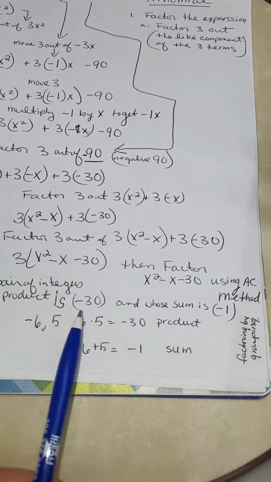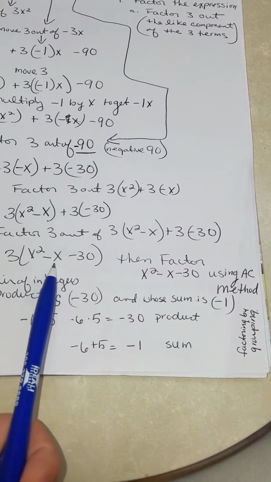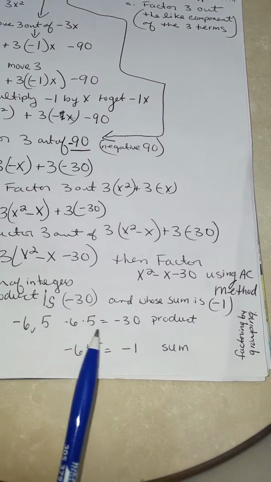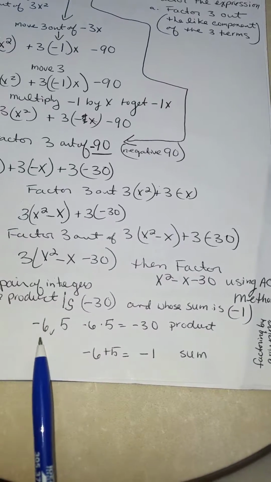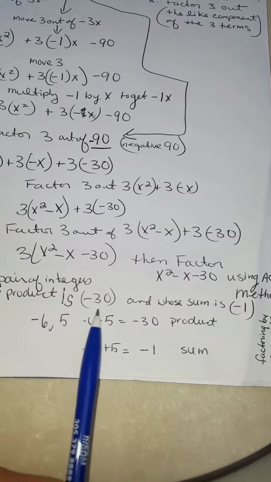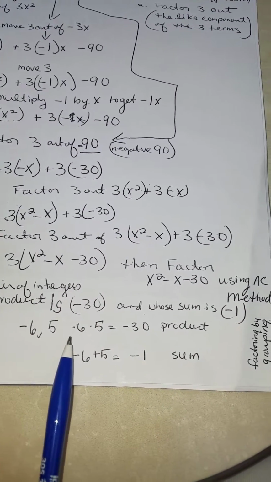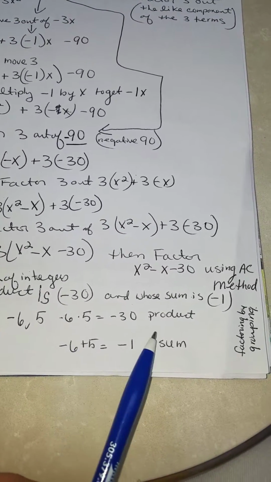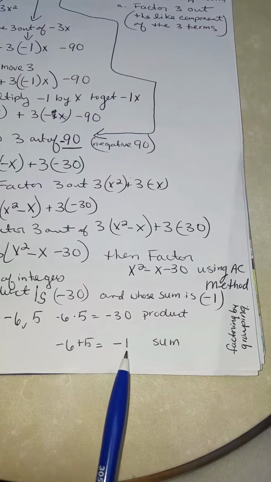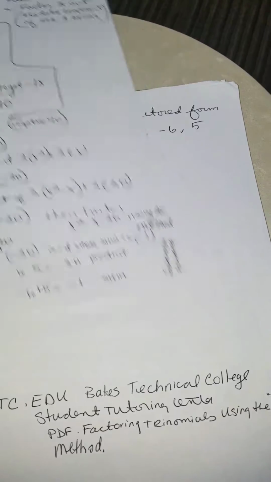We're going to find the integers whose product is negative 30 and whose sum is negative 1, because we're considering this negative x to be negative 1. So we want something that is equal to those. So 6 times 5 is 30. So those are the integers that we find for 30 when we factor that down. And so if you take a negative 6 times 5, the product of that is negative 30, and negative 6 plus 5, the sum of that equals negative 1. So those will be the integers that we'll be using.